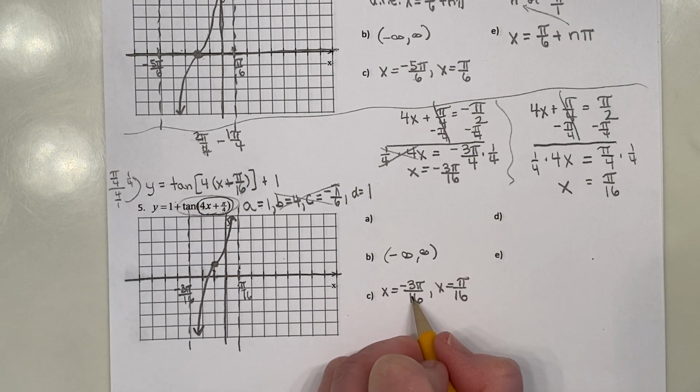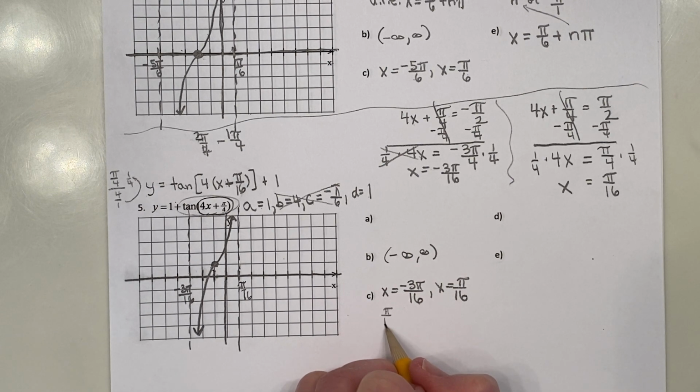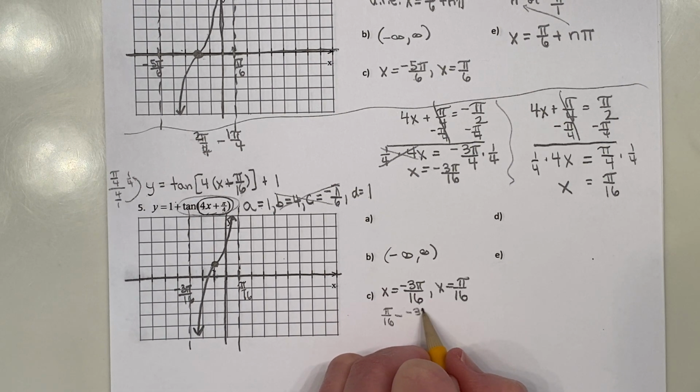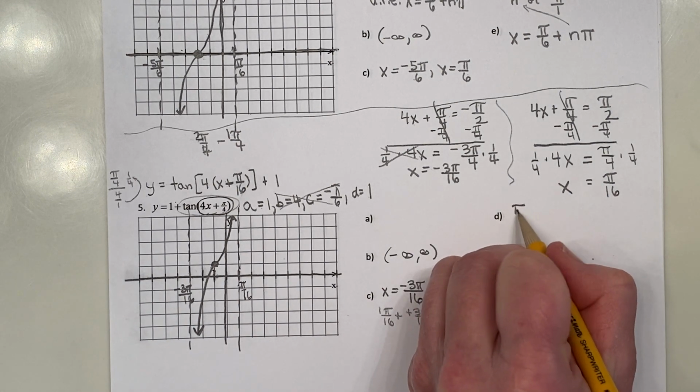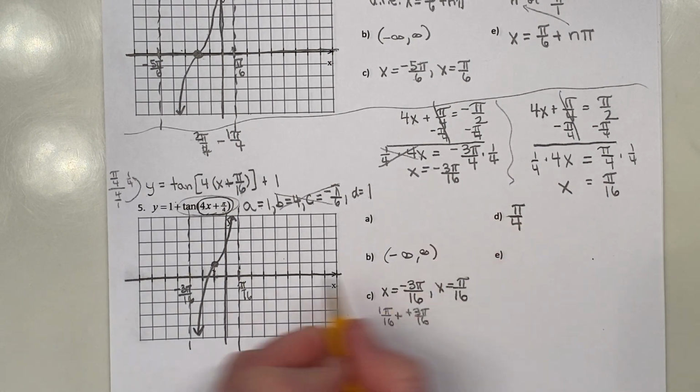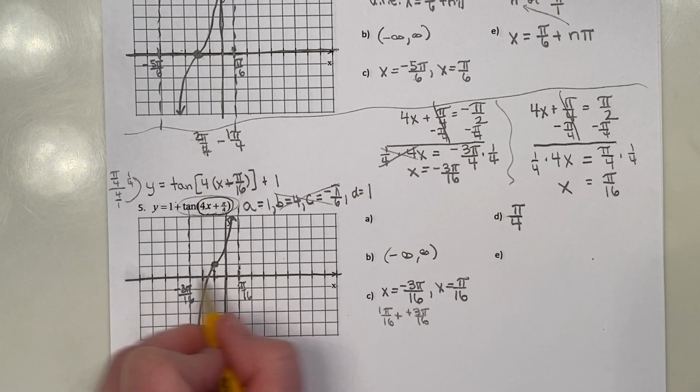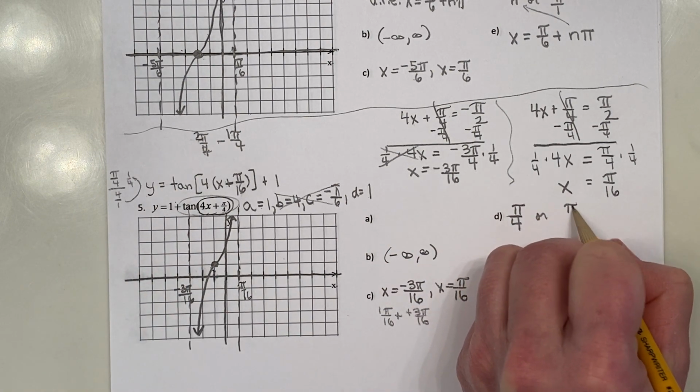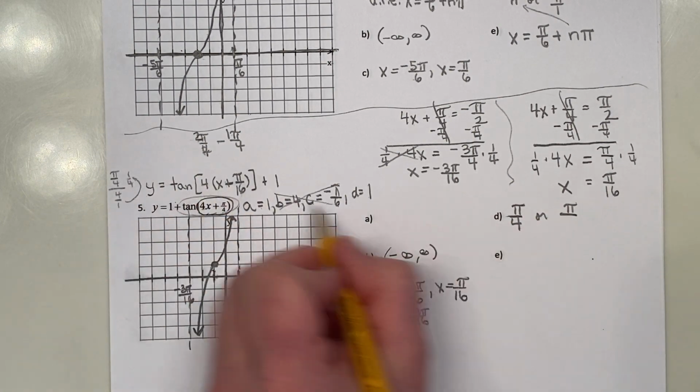All right, so what is the period? Well, what's pi over 16 minus negative 3 pi over 16? Well, that'd be 4 pi over 16, or pi over 4. What's another way we can get it? By reading it from the graph, or remember, take pi and divide it by b, and b was 4.